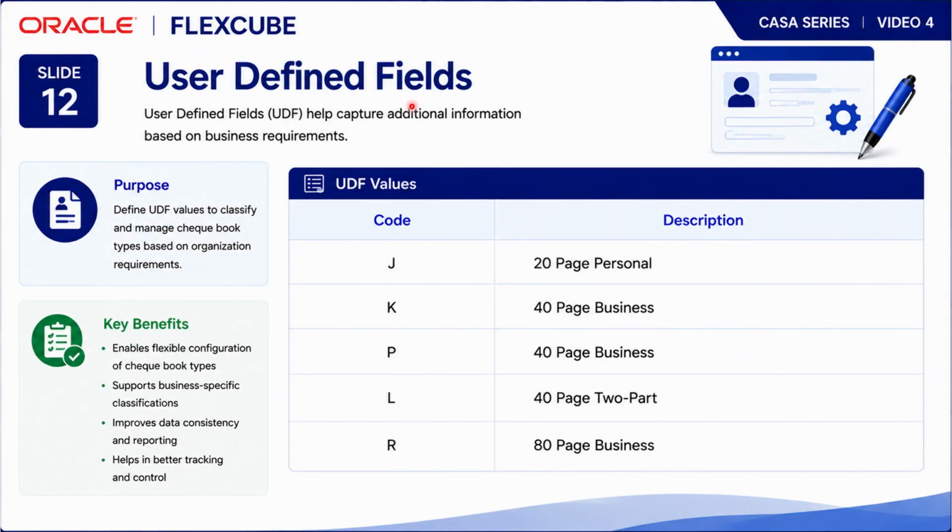User-defined fields. Oracle FLEXCUBE also supports user-defined fields, or UDFs, for checkbook classification. Different codes represent different checkbook formats. Code J represents a 20-page personal checkbook. Codes K and P represent 40-page business checkbooks. Code L represents a 40-page two-part checkbook. Code R represents an 80-page business checkbook. These classifications help banks support different customer requirements.